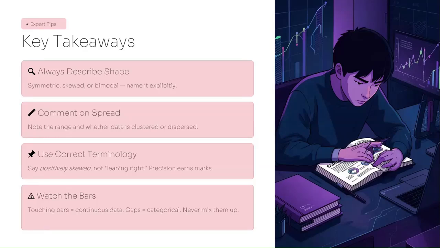Always mention shape, comment on spread, use correct statistical terminology, and observe whether bars touch. A histogram is not just a graph, it tells a story about data. Hence, always analyze shape, spread, and peaks, and always remember symmetric implies a balanced curve, and a right skewed curve indicates gamma distribution behavior.